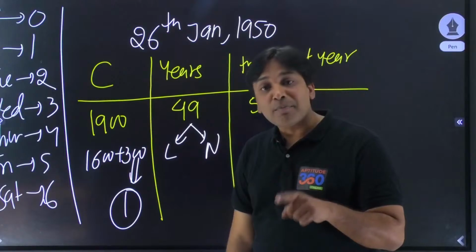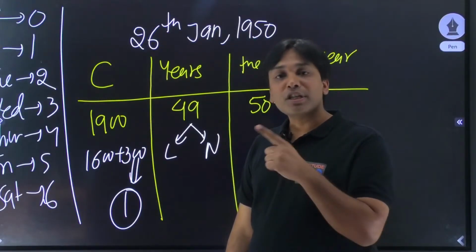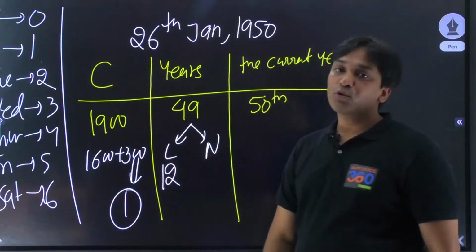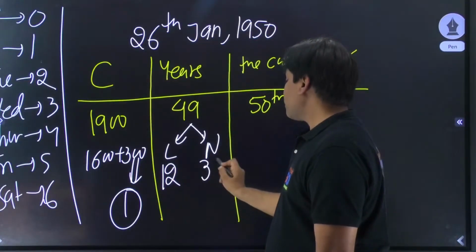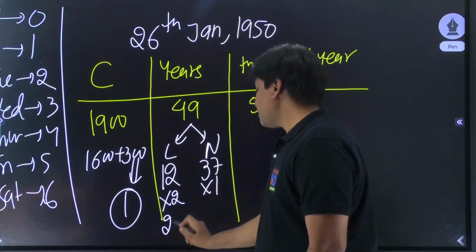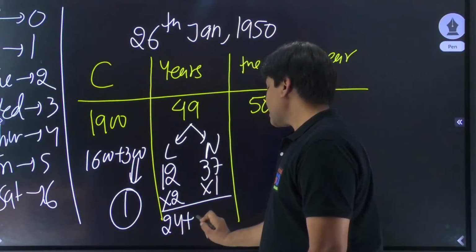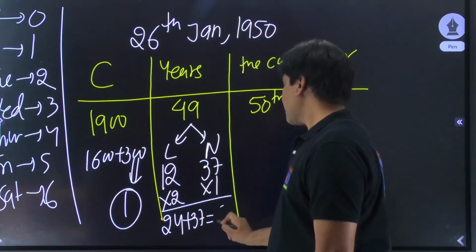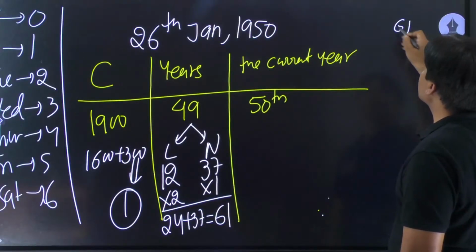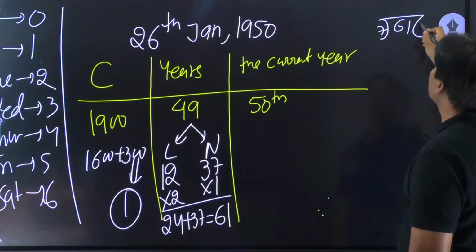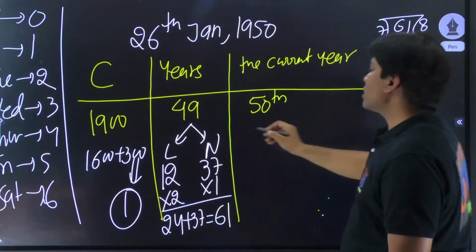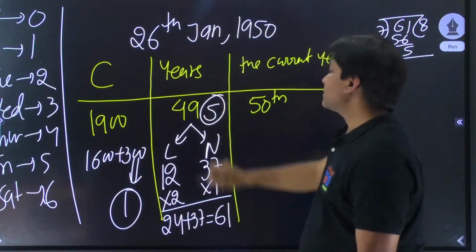Divide 49 by 4. It is coming out as quotient 12. So how many of them are leap? 12. How many of them are normal? Rest. Into 2 and then into 1. So this is 24 plus 37. This is 61. 61 को डिवाइड कर दो 7 से. 56, 5. So this one comes out as 5.